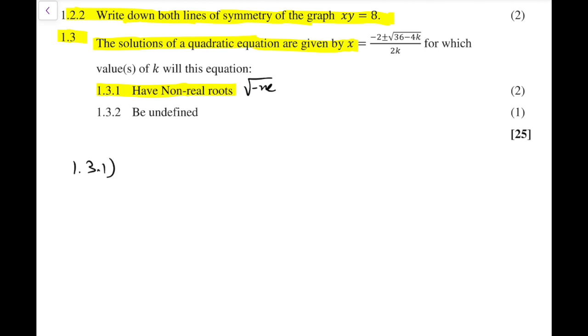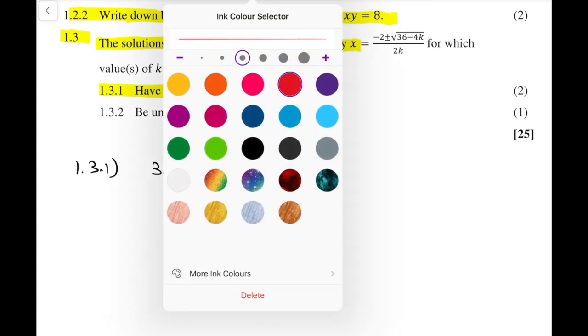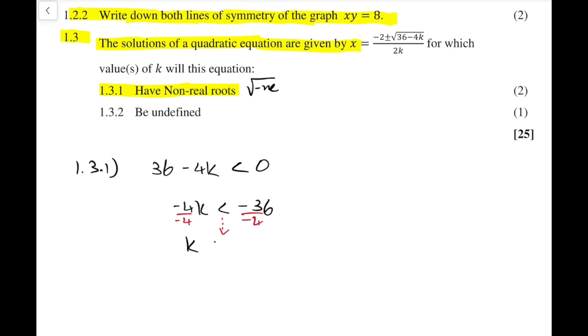It must mean that 36 minus 4k needs to be less than 0. So minus 4k needs to be less than minus 36. Divide throughout by a negative. And here, dividing throughout by a negative 4 means that the sign is going to have to change. So that means k needs to be greater than 9.